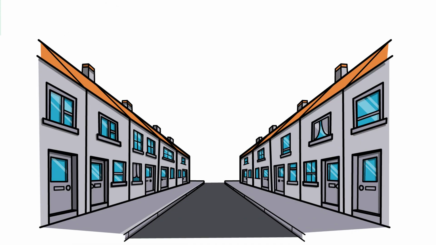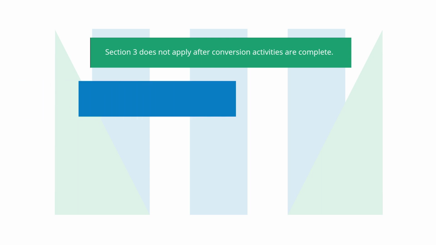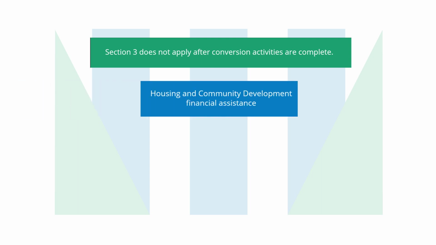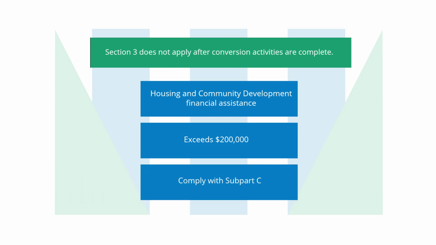neighborhood of the project. Section 3 does not apply after conversion activities are complete, except for projects that include housing and community development financial assistance that exceeds $200,000 after the conversion is complete. In this case, the HCD recipient would be required to comply with Subpart C of the Section 3 requirements.